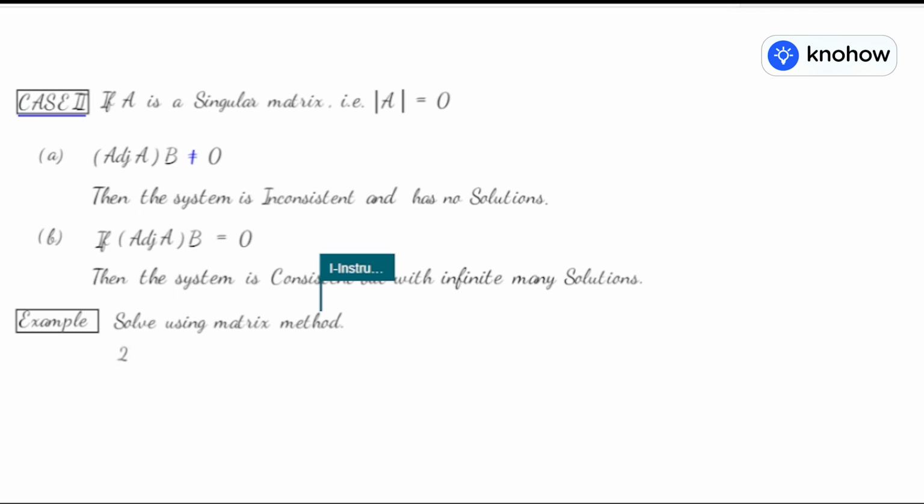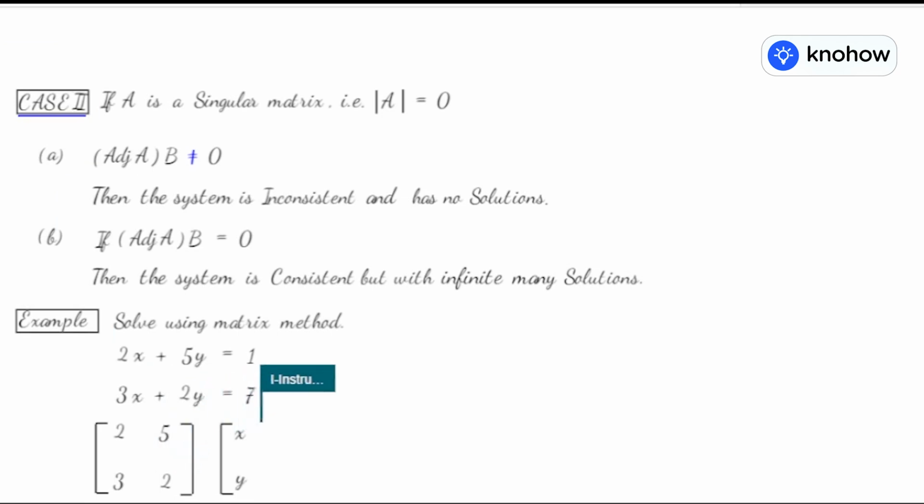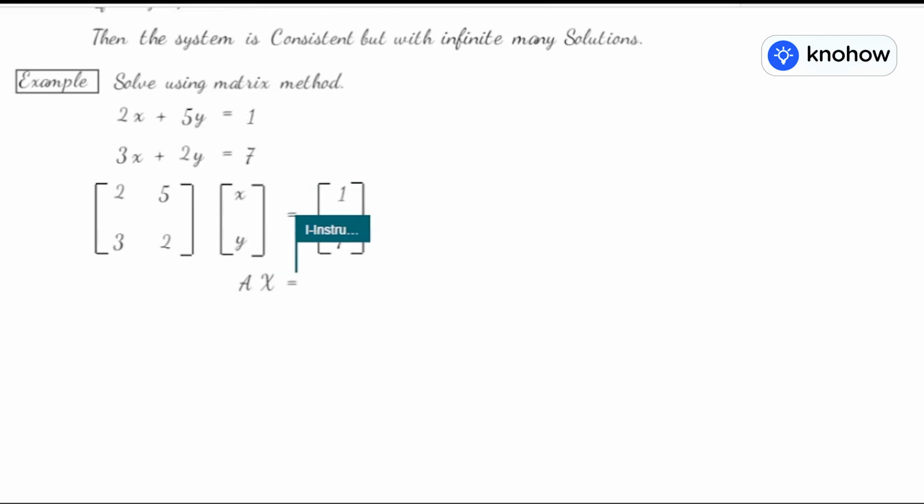The system of equations is given to be 2x plus 5y equal to 1, and the second equation is 3x plus 2y equal to 7. First of all, you rewrite it in matrix form. That is, the coefficient matrix [2, 5; 3, 2] multiplied with the variable matrix [x; y] equal to [1; 7]. The first matrix you call A, the second you call X, and the constant matrix is B.